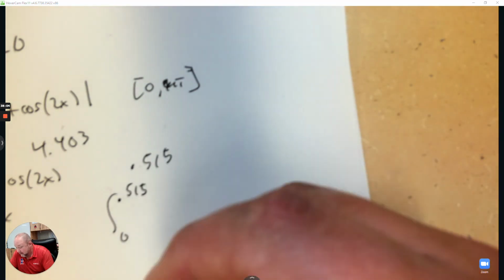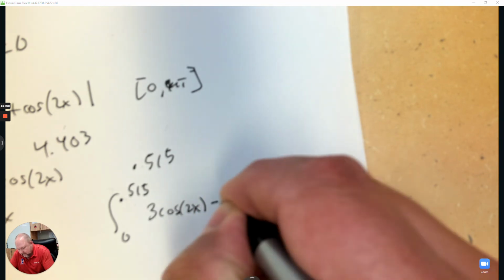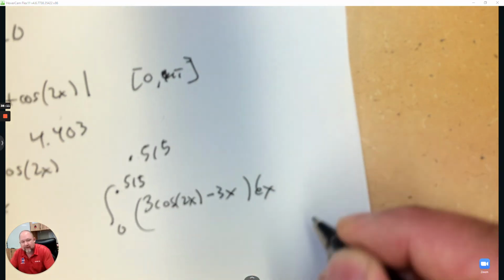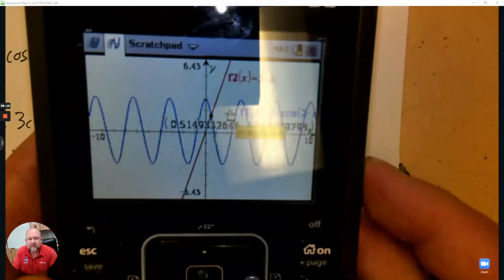0.515. And then top subtract bottom. I'll let my calculator do it, but I can see that the cosine is on top and the line is on the bottom. So if I was going to write down what I'm putting in my calculator, top subtract bottom, that's what I see right there.